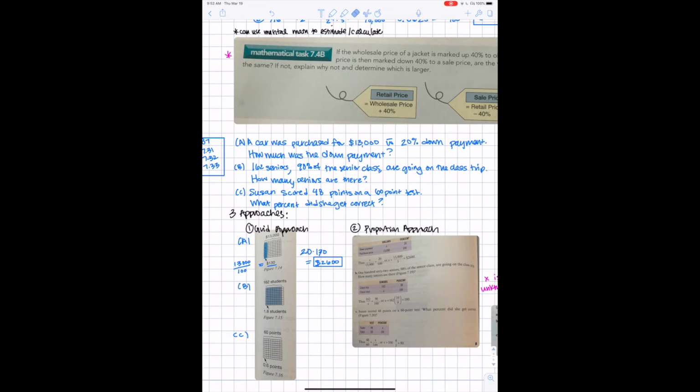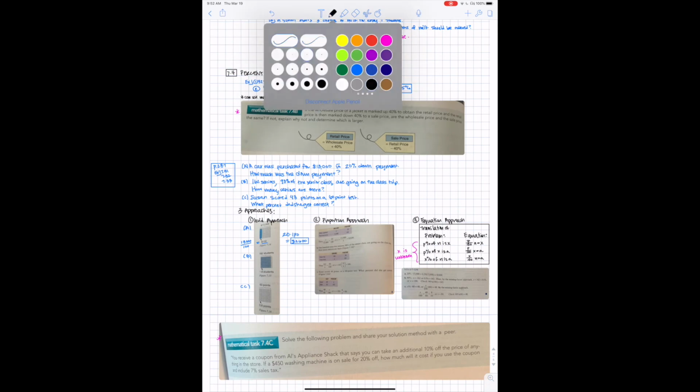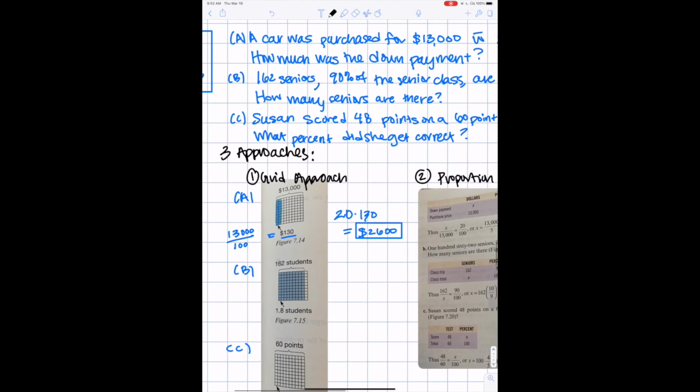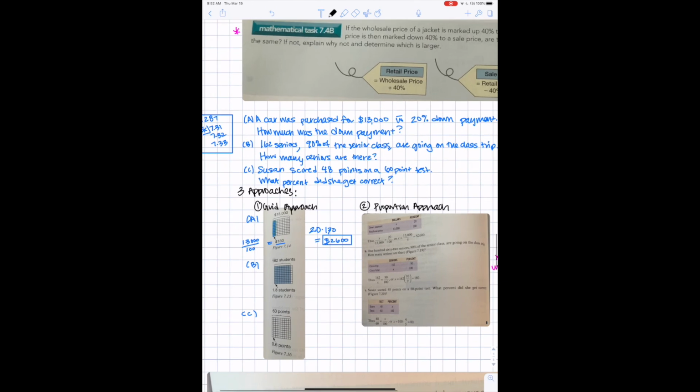So we can contrast this example with example B. In example B, we're talking about 162 seniors, but in this case, that's not all of the seniors. So that's not going to represent my entire grid. It's only 90% of the senior class. So if this time the entire grid is all of the seniors, oops, got a little wiggly. Apparently I've had too much coffee this morning. Okay, so this is all seniors.